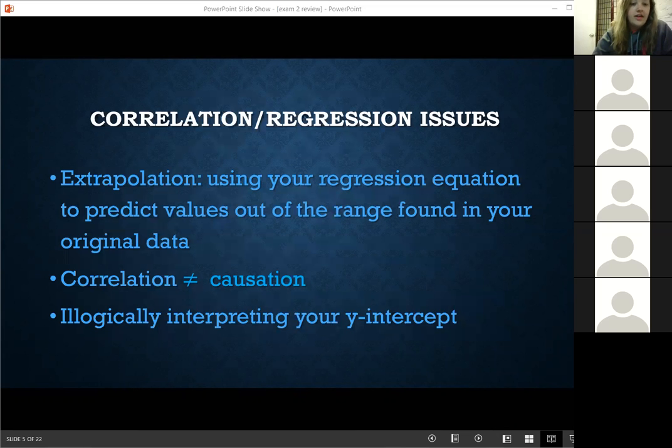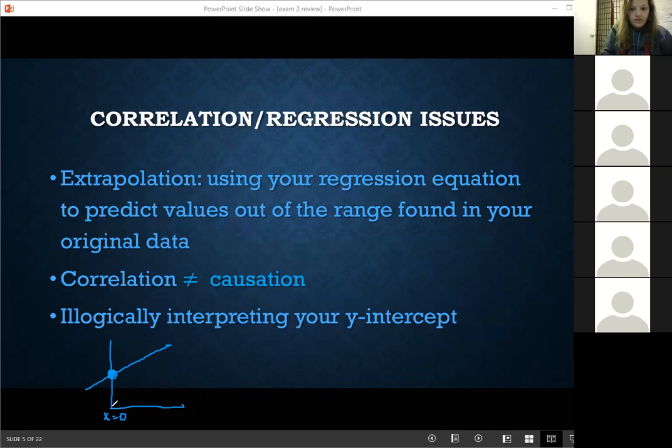And then also the idea of illogically interpreting your y-intercept. So remember, our y-intercept is going to be the value where our line intersects the y-axis. So that'll technically be when x is equal to 0. So if we were to draw that out, it would look like this. So our y-intercept is going to be right here. And so technically this is when x equals 0, which is going to be on this line right here.